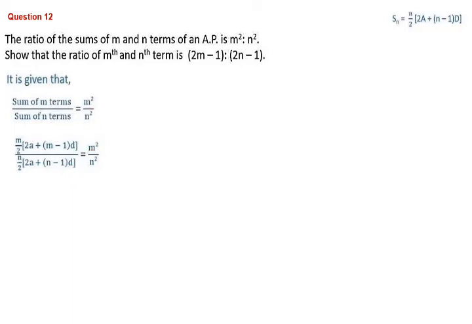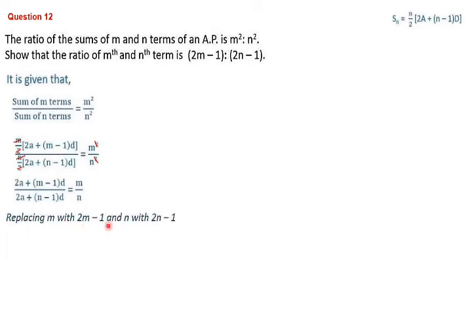The 2's we can cancel, common denominator. So 2 cancels, then you will get 2a plus m minus 1 into d divided by 2a plus n minus 1 into d, equal to, one more cancellation we can do that is a little bit easy for us. Here there is an m, here there is m square, so one m is cancelled. Here there is n, here also one n we can cancel. In such a way we will get m by n on the right hand side.